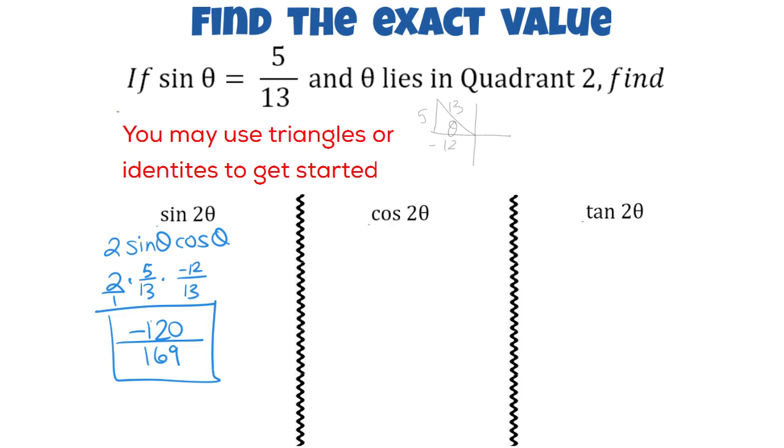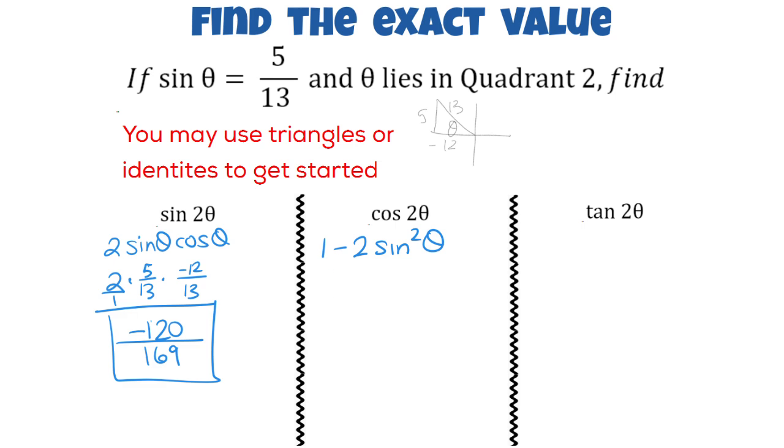Let's try the cosine. You have 3 options for cosine. I don't care which one we use. To be honest, your best bet is probably to use that second one, and so I'm going to do that because they gave me the sine. I don't even have to look at my triangle. So if I goofed up my triangle, it wouldn't matter. I could still get this one right if I choose to use the version of this identity that only uses the sine.